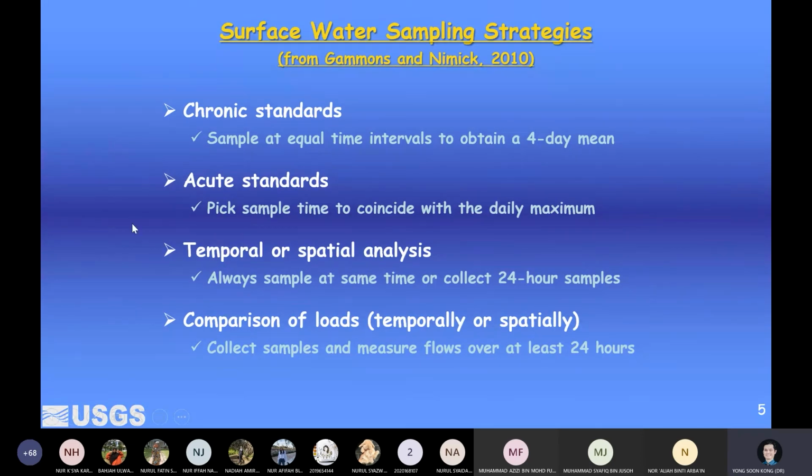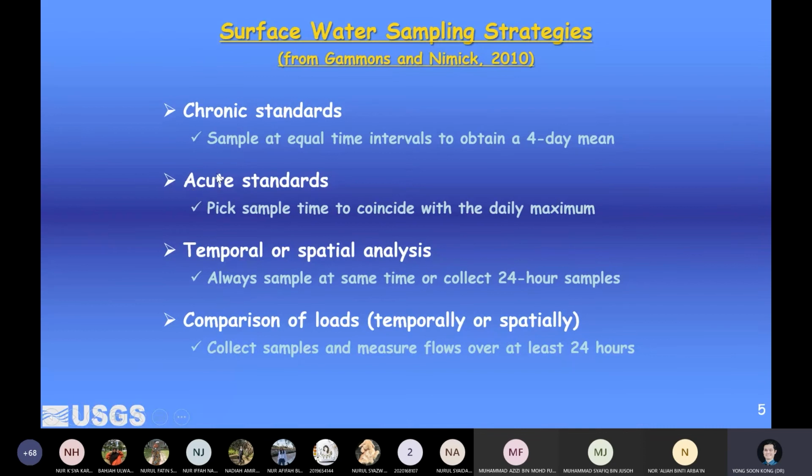Now, what do they do? In here, they have 4 types of sampling that they possibly want to do. And these 4 reflect what exactly their monitoring objective is. Okay, number 1, chronic standard. The point here says sample at equal time intervals to obtain a 4-day mean. So in this standard, they want to measure how bad the level of pollution is. Another similar standard is the acute standard. For chronic and acute standards, I think probably the terms themselves let you differentiate. What's the difference? Acute means very highly contaminated.